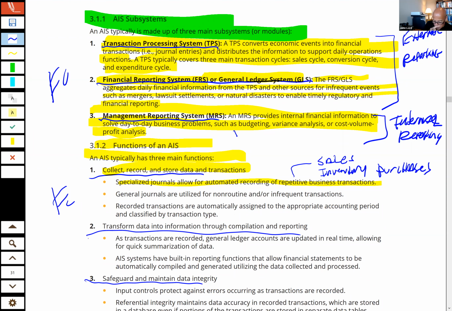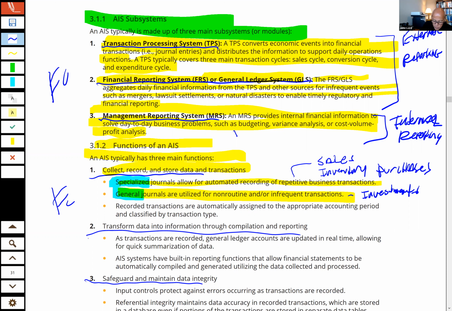Okay, we put those into specialized journals. You have a specialized journal, but you also have a general journal, and the general journal is utilized for non-routine, infrequent transactions. I don't know, investments. We may not make investments that much. We have a little excess cash and want to make an investment. We don't have to have a specialized journal for that because those don't happen as often.